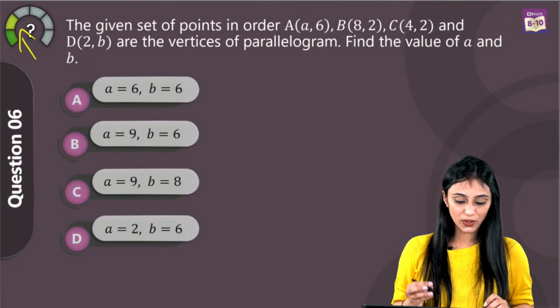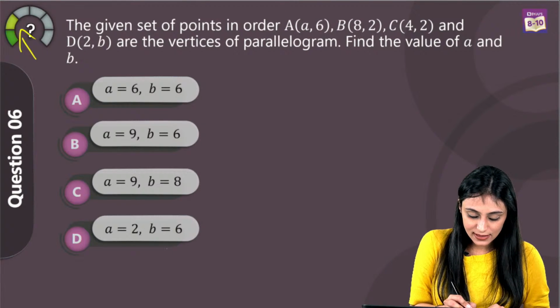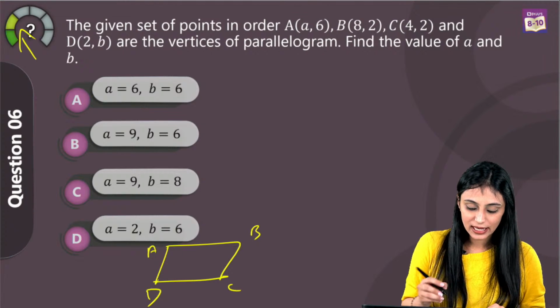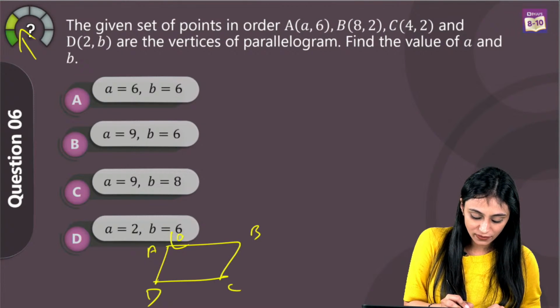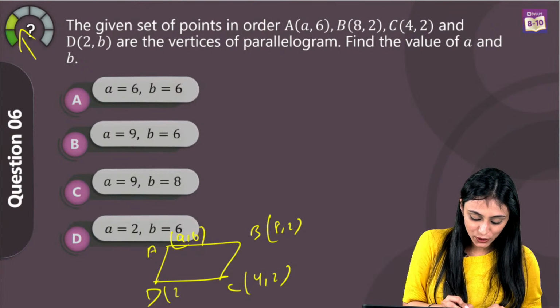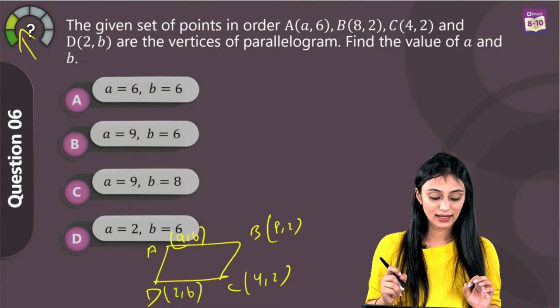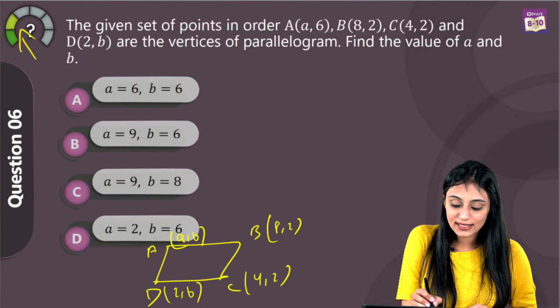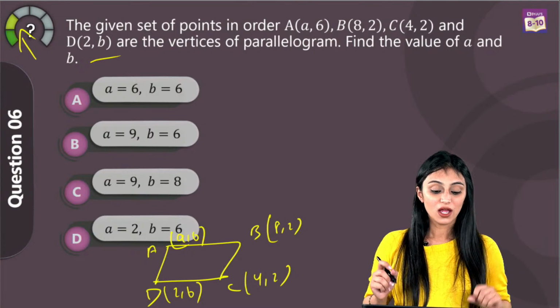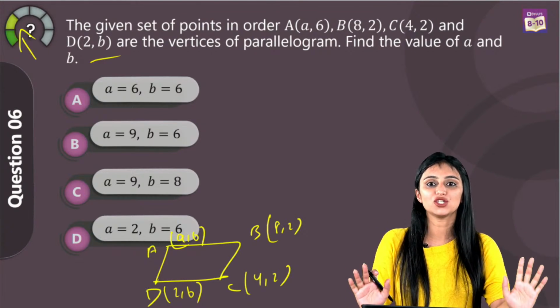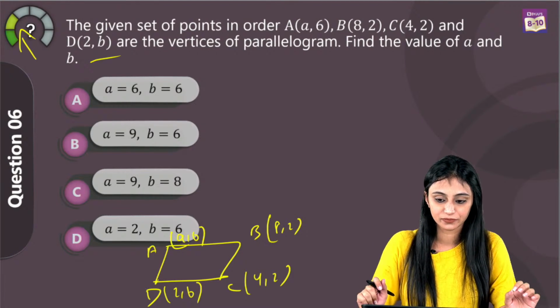Alright, so what we can do here is simply, this is the parallelogram that I have, right? That's ABCD. Just write down whatever coordinates you have: (a, 6), (8, 2), (4, 2), and (2, b). These are the coordinates, right? Now this time coordinates are given, and it says find the values of a and b. So this is basically one type of question in coordinate geometry, right?